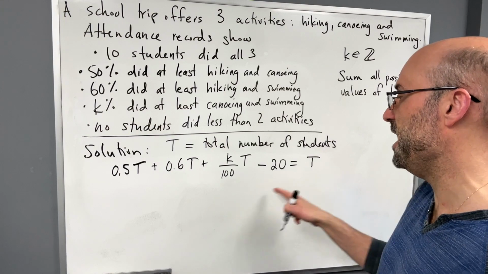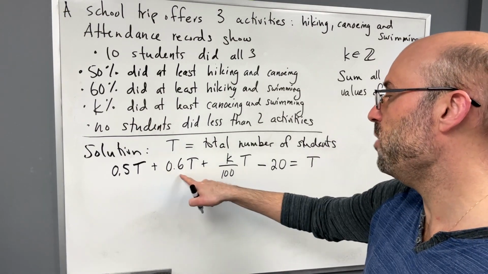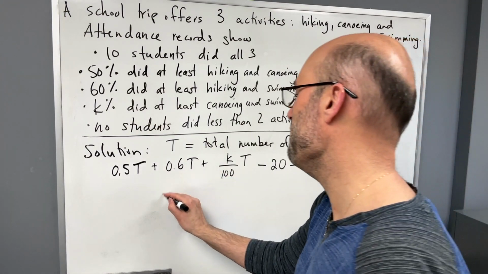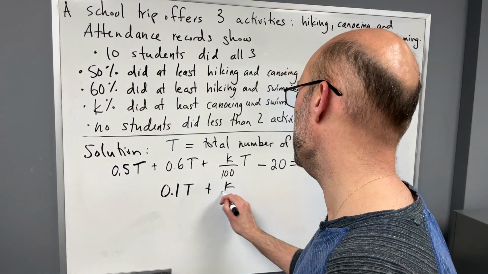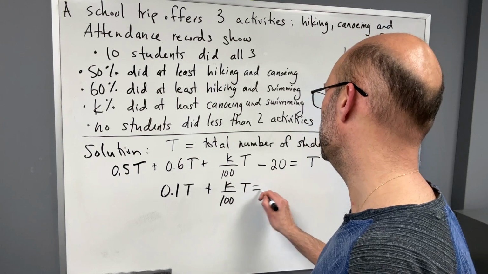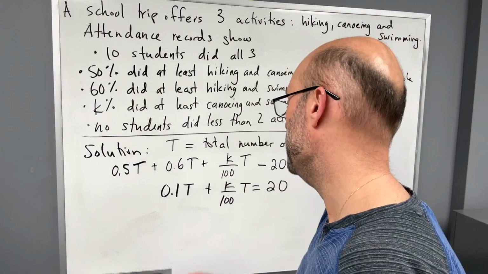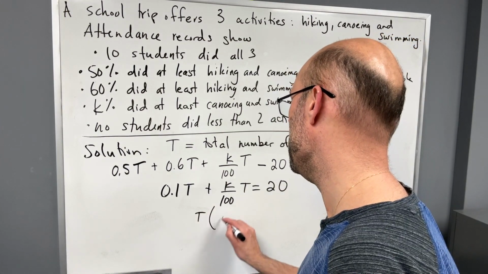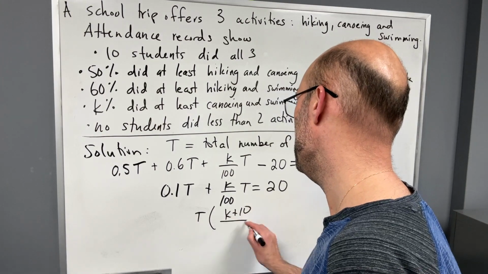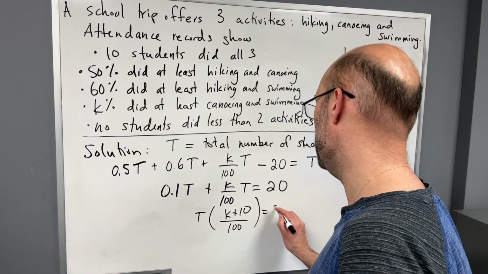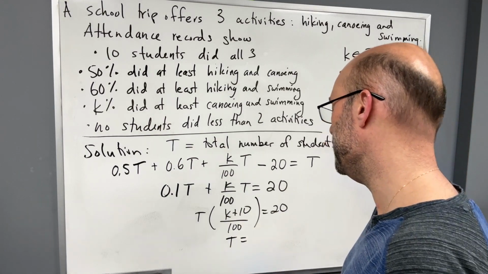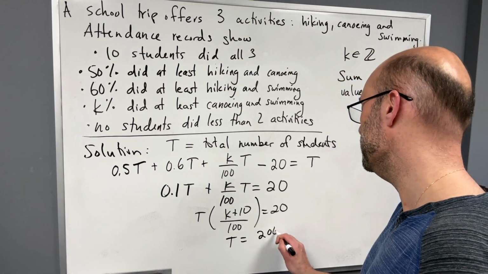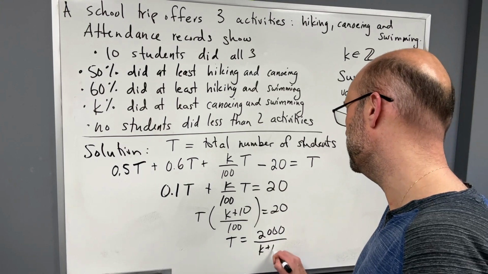Let's do a little bit of a simplification here. I get 1.1t minus t, so I have 0.1t plus k over 100 t is going to equal 20. I could simplify this as t times (k plus 10) over 100 equaling 20. And solving this for t will give us that it's 2,000 divided by k plus 10.